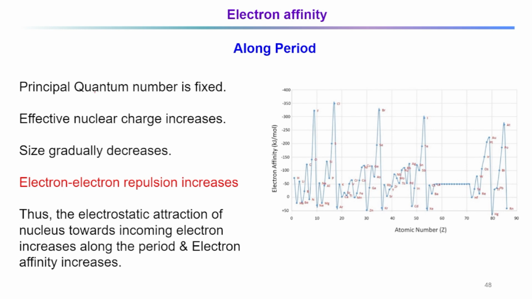The principal quantum number is fixed along a period when we go lithium, beryllium, boron, carbon. At that time the principal quantum number, or the number of orbits, is fixed. The shell number is fixed. The effective nuclear charge increases. We have already seen that as we go from left to right, the effective nuclear charge increases and the size gradually decreases.